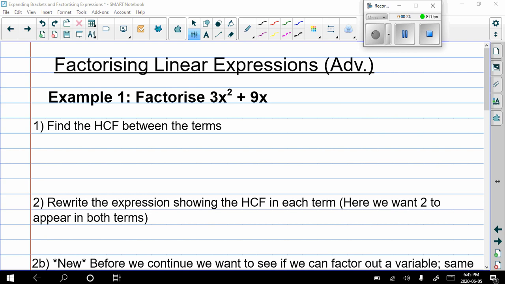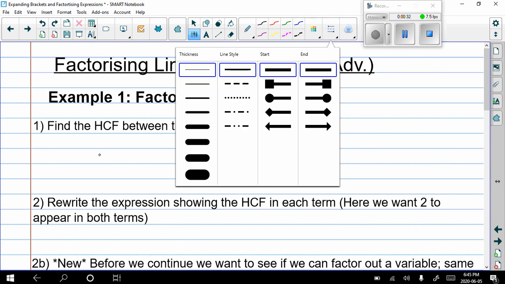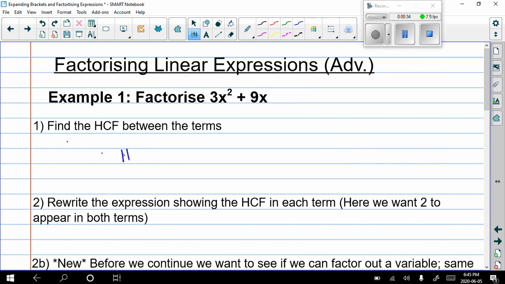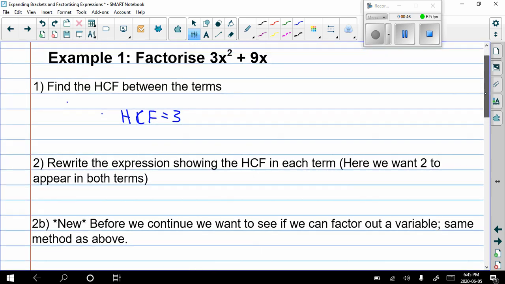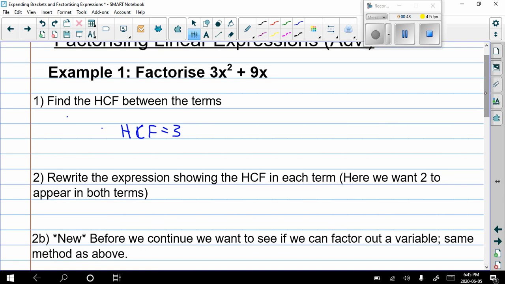So we're going to start off the same way, finding our highest common factor between the terms. I'm going to skip over a little bit quicker because we've done highest common factor so far. So I'm just going to state our highest common factor. Here it is simply 3. So step 2 is still the same. We just want to write our expression in terms of our highest common factor.